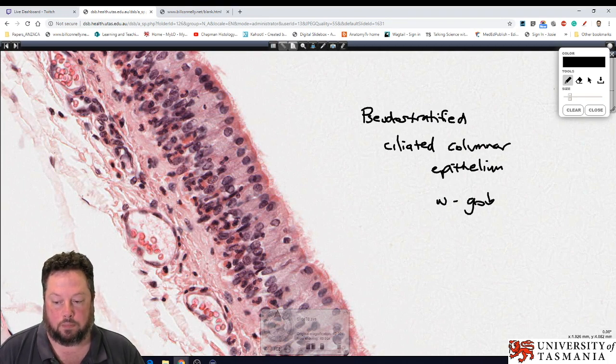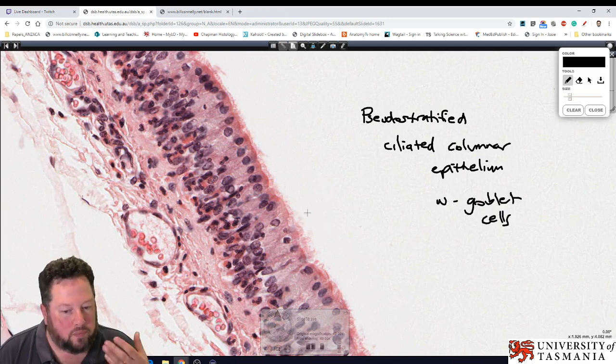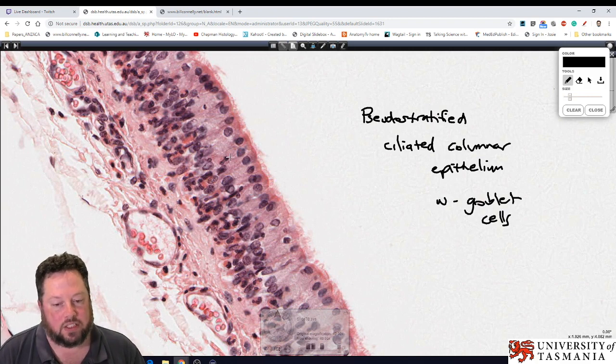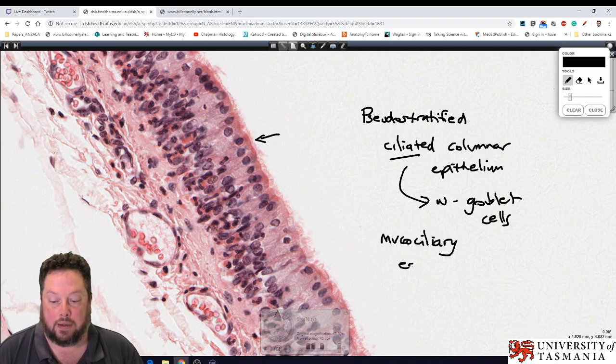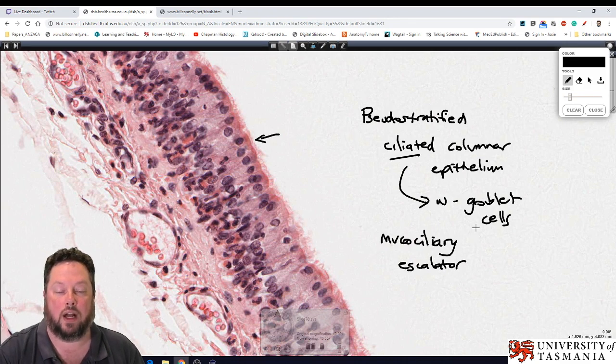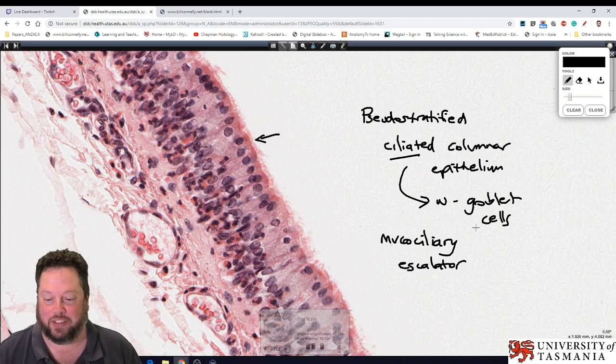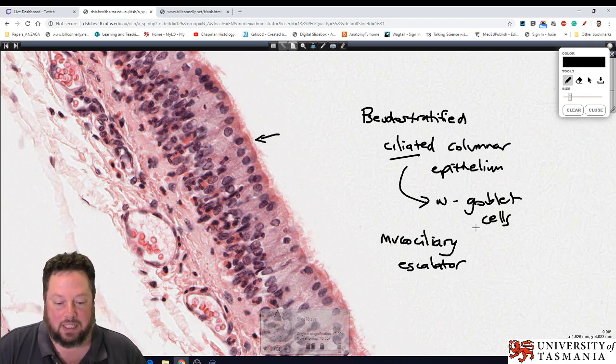With goblet cells. Now, unfortunately in this section, the goblet cells aren't very easy to distinguish, but we can certainly see the cilia here, the little hair-like structures on the surface. And together, the cilia and the goblet cells form what's known as a mucociliary escalator. Now that's probably the worst escalator in the world to actually ride. I can't imagine holding on to the handrails. You probably need lots of alcohol wipes after that.